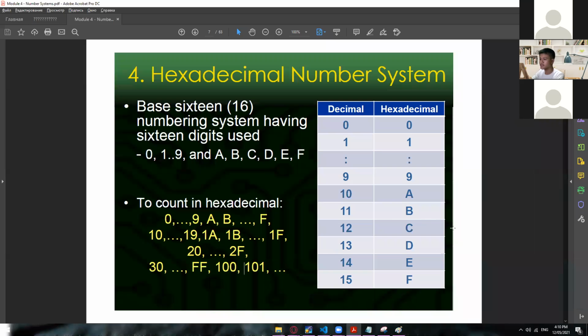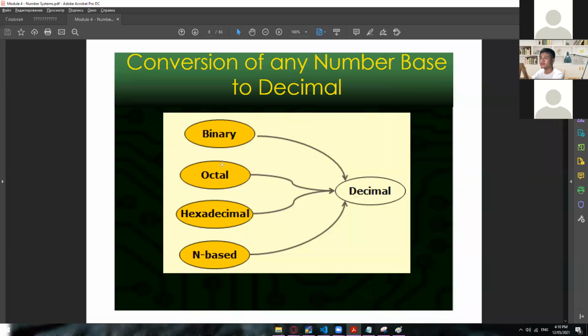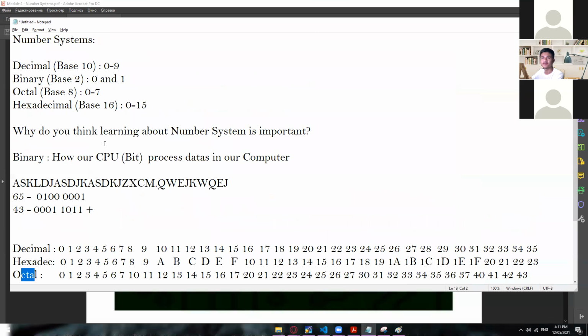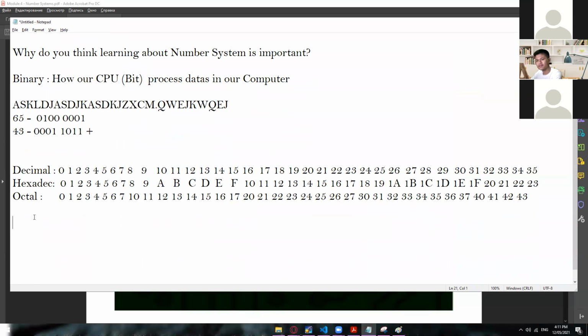All right, so how many minutes do we have more? 2 minutes. Okay, so let's continue. Here are the things that you can do. You can convert binary to decimal, octal to decimal, hexadecimal to decimal, and n-base to decimal. So going back to our number systems, let me just move this one.